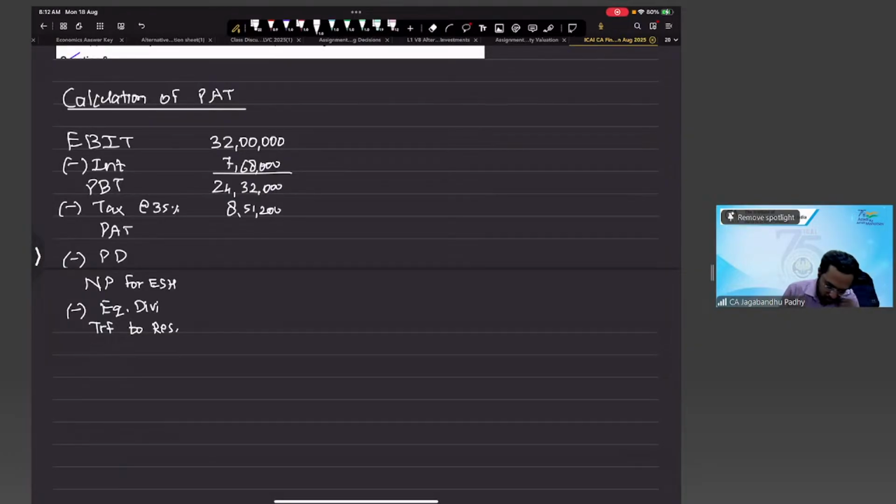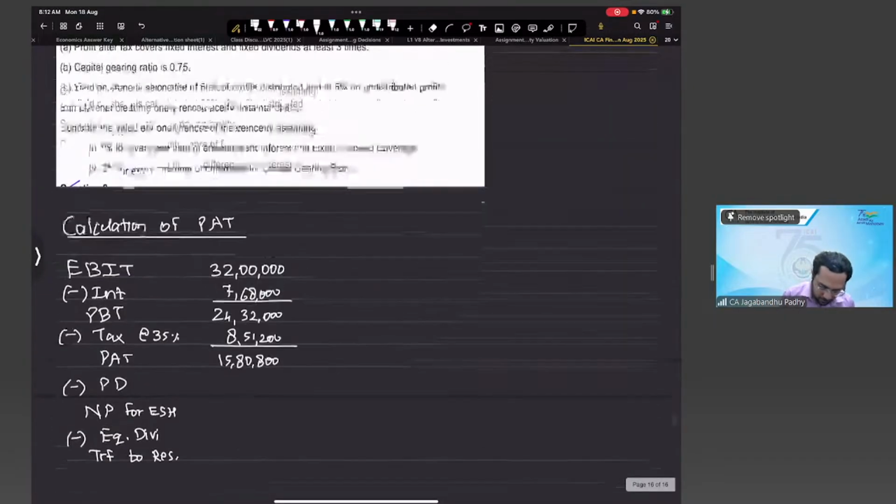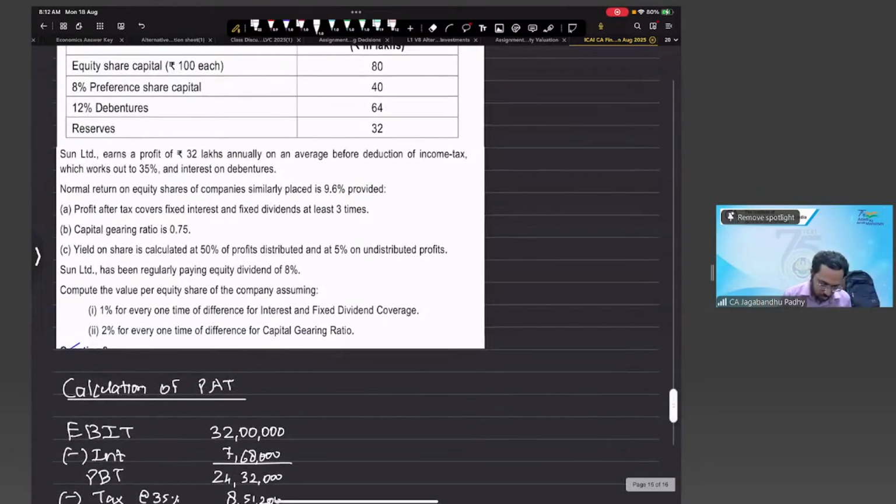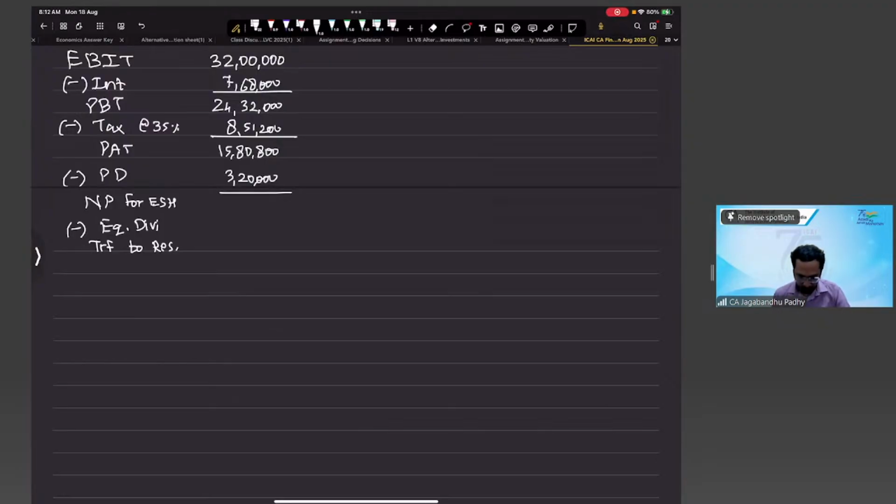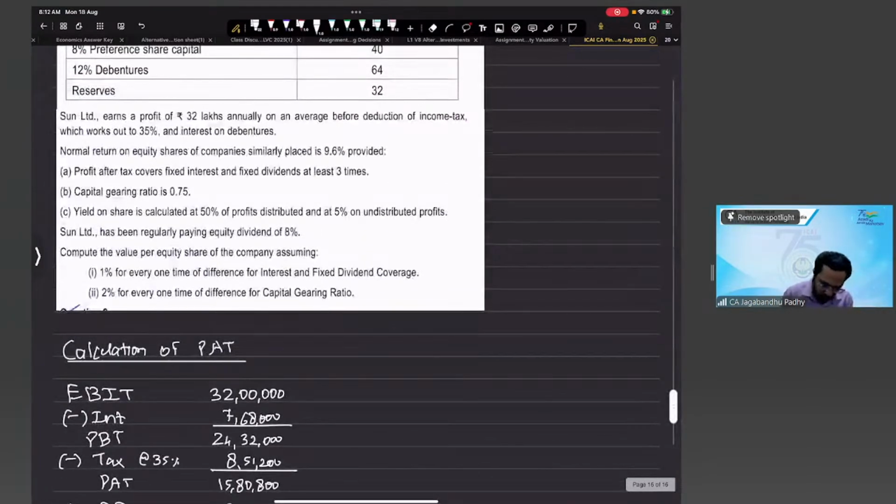Okay. So after that, what is the profit after tax left? 15,80,800. Then the preference dividend will be 8% of 40, which is 3,20,000. Net profit for equity shareholders is 12,60,800. Okay, 12,60,800. What's the amount of equity dividend we are paying out?